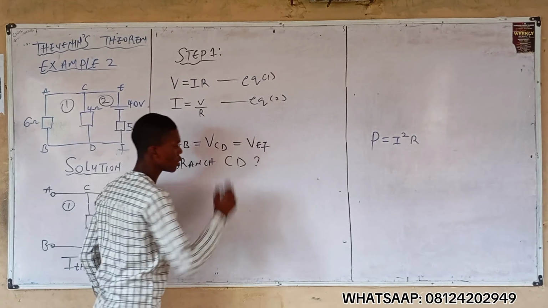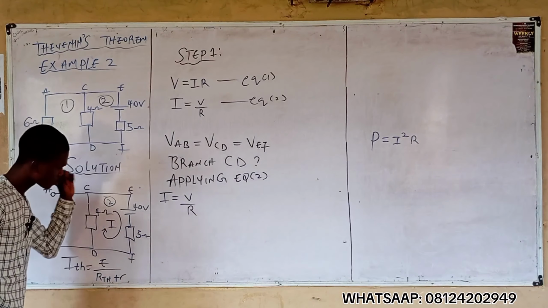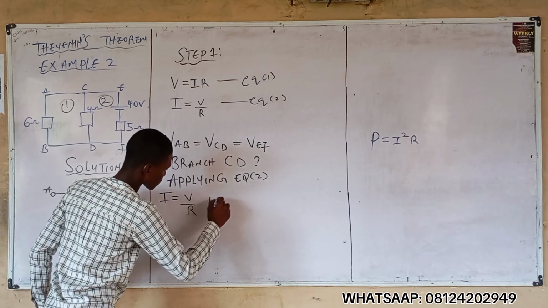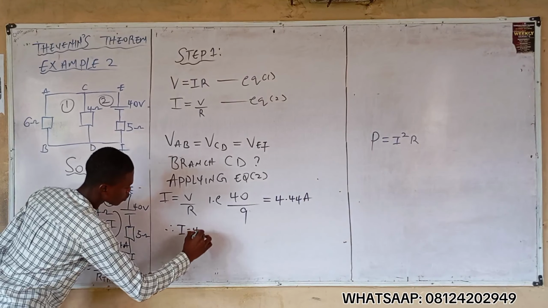Applying equation 2, I is equal to V over R. What's the value of voltage in loop 2? I'm only having one voltage, which is 40 volts. That is 40 divided by, I'm having two resistors, the 4 ohm resistor and the 5 ohm resistor, that's 9. By the time you divide, the ratio of 40 to 9 is 4.44 ampere. Meaning the value of current flowing through loop 2 is 4.44 ampere. So therefore, I is equal to 4.44 ampere.